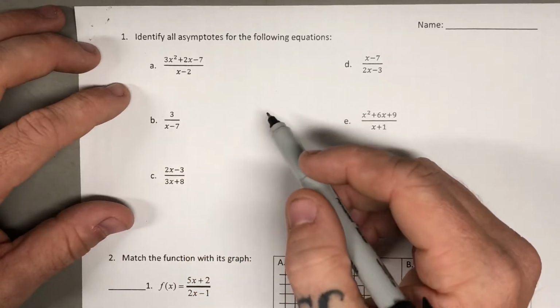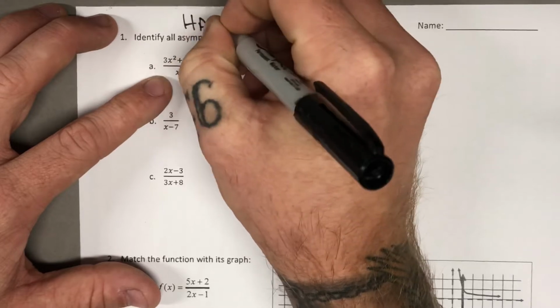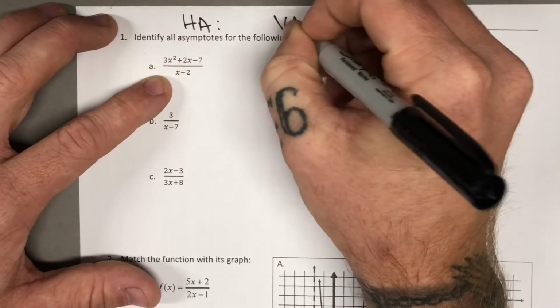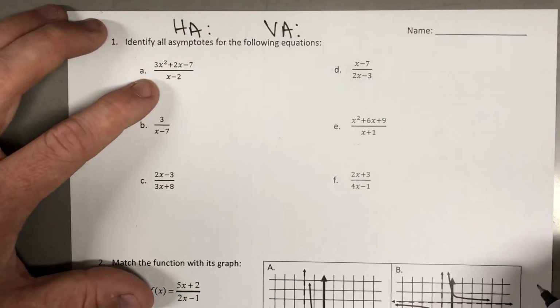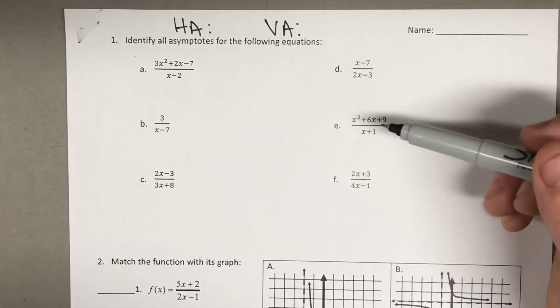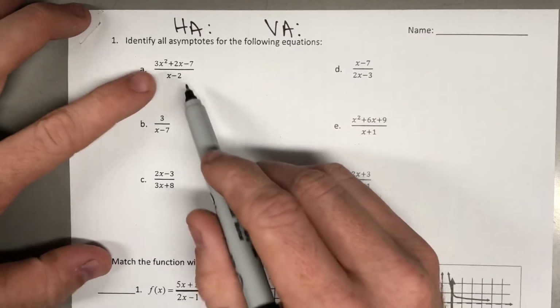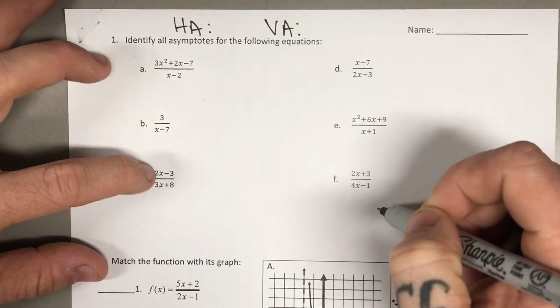So there's going to be two different types of asymptotes, right? There's a horizontal, which we'll call HA, and a vertical asymptote, which we'll call VA. Every rational expression will have two of them. Okay, so the vertical asymptote is the easy one. We just go through and look at what makes the bottom 0.